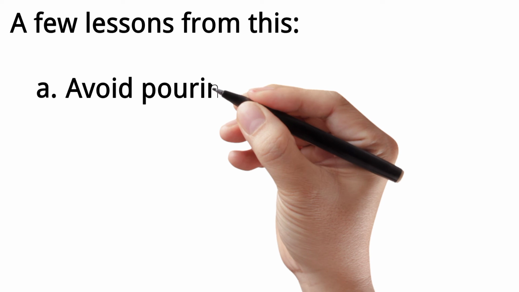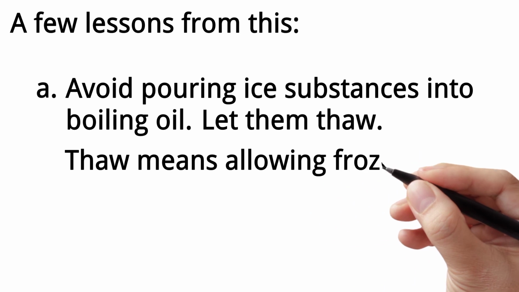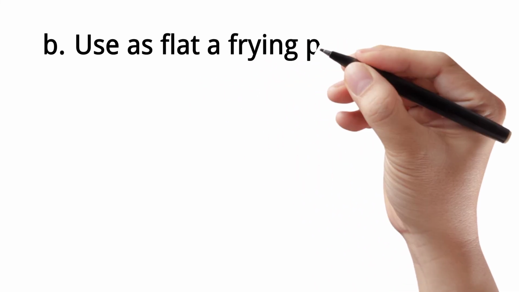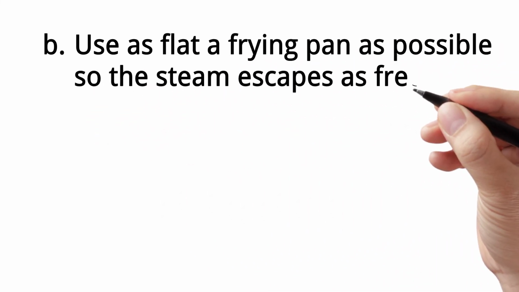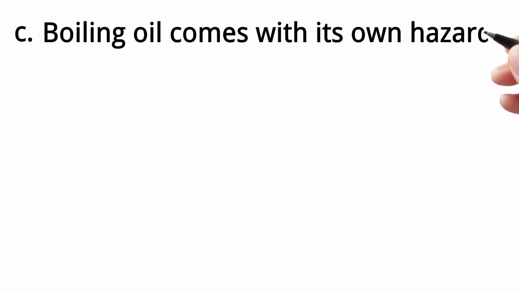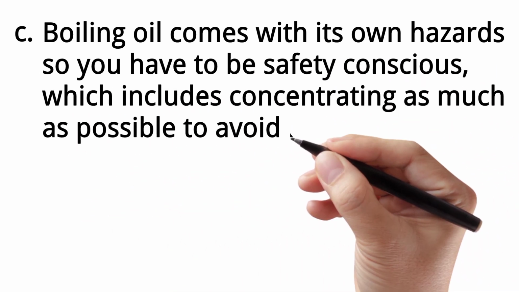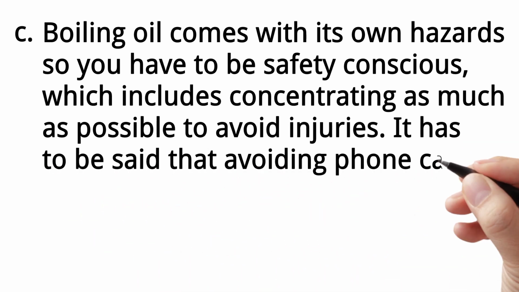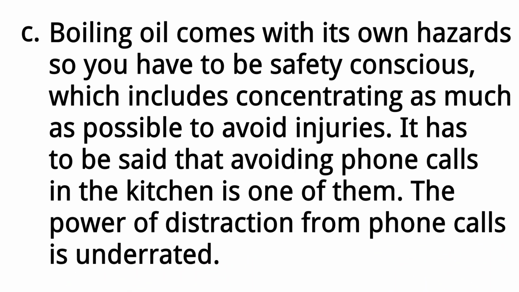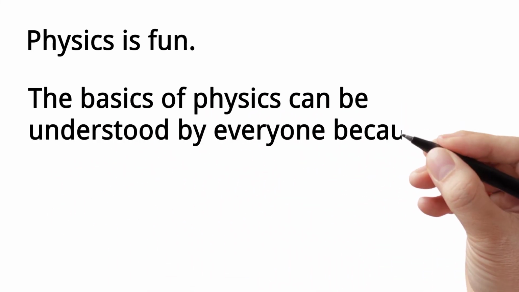A. Avoid pouring ice substances into boiling oil. Let them thaw. Thaw means allowing frozen substances to become liquid. B. Use as flat a frying pan as possible so the steam escapes as freely as possible. C. Boiling oil comes with its own hazards, so you have to be safety conscious, which includes concentrating as much as possible to avoid injuries. It has to be said that avoiding phone calls in the kitchen is one of them. The power of distraction from phone calls is underrated. Physics is fun. The basics of physics can be understood by everyone because we observe them daily.